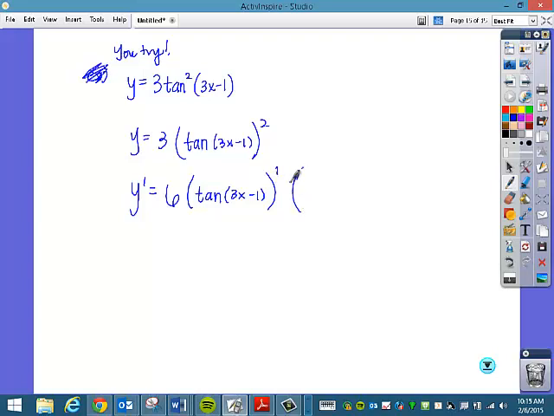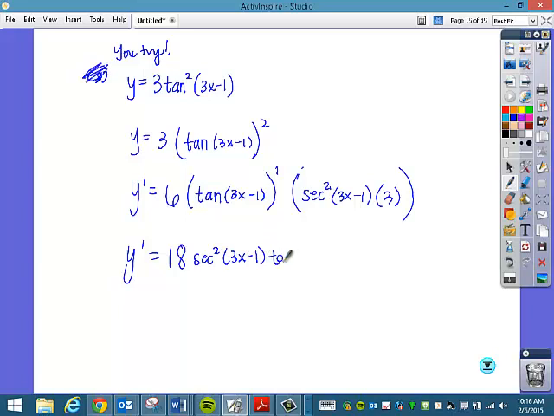The derivative of tangent is secant squared. Remember, I keep the u the same. But then I have to take the derivative of my u, which the derivative of 3x minus 1 is just 3. So the last thing I have to do is 3 and 6 make 18. Secant squared, 3x minus 1, tangent, 3x minus 1. If you had said 18 tangent 3x minus 1 secant squared 3x minus 1, that would have been fine as well. I don't care about the order. Alright.